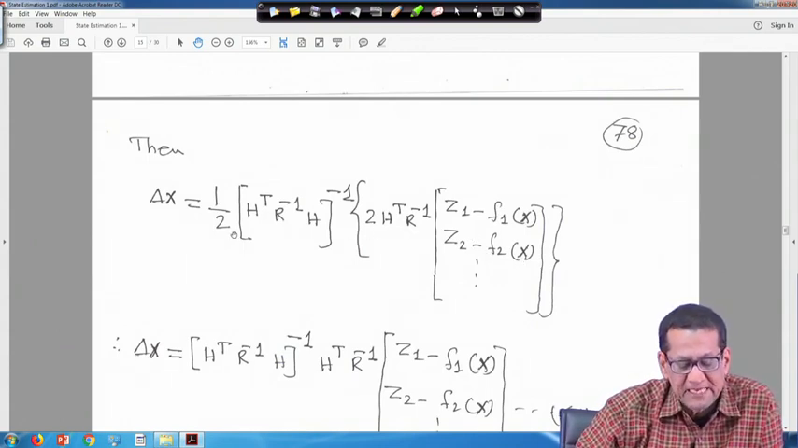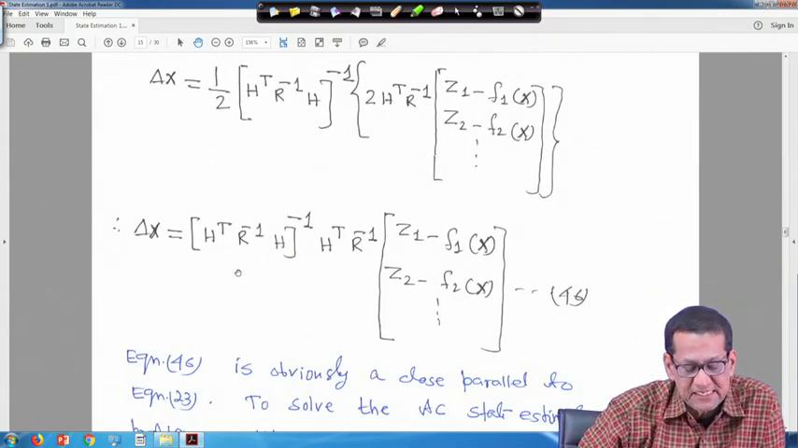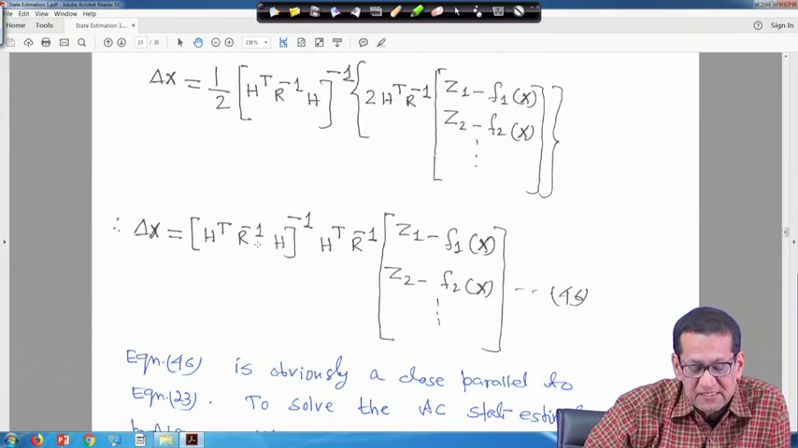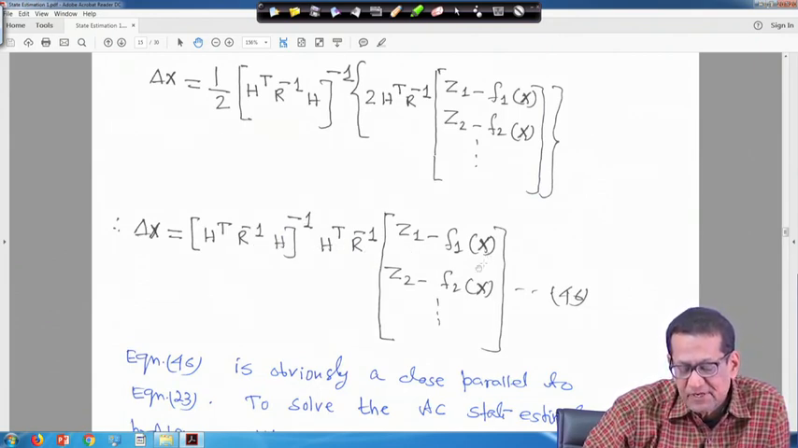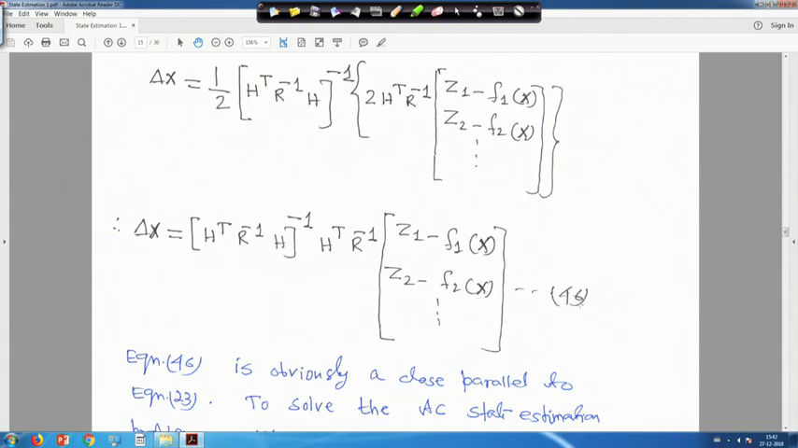So, 2 will be cancelled, this is 2 and this is 2 will be cancelled. So, ultimately it will become delta x is equal to (H transpose R inverse H) whole inverse H transpose R inverse [Z 1 minus f 1 x, Z 2 minus f 2 x]. This is equation 46, right.